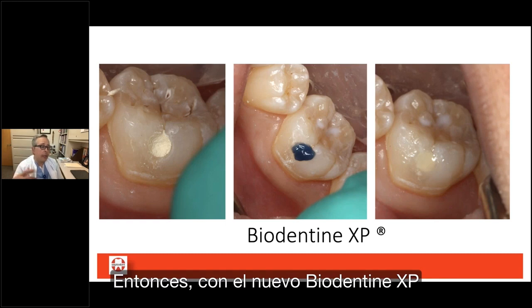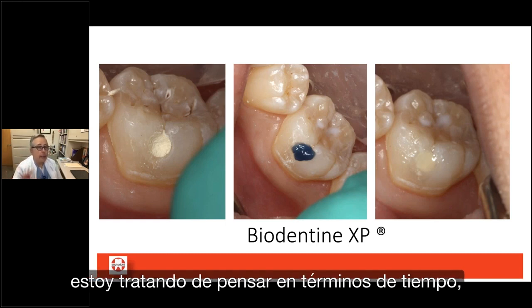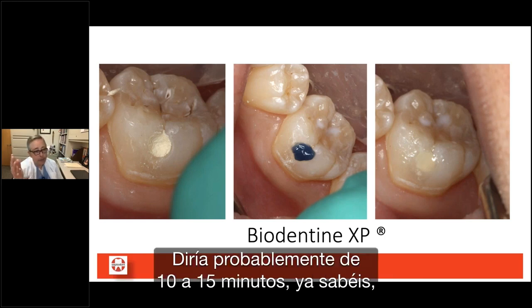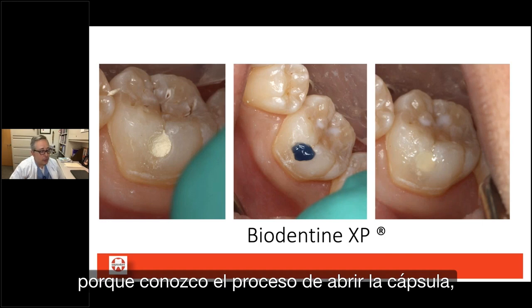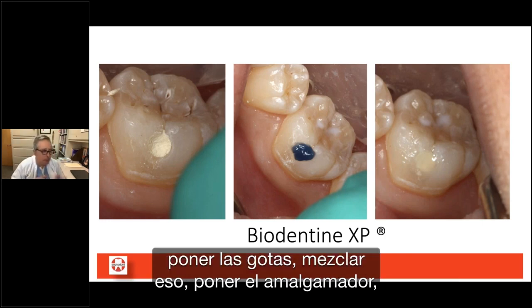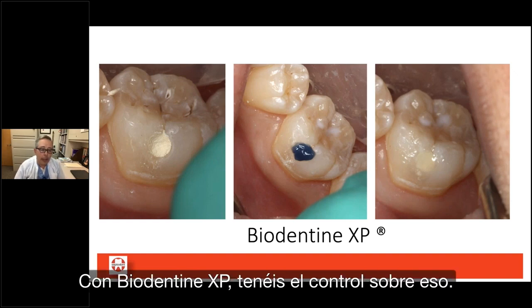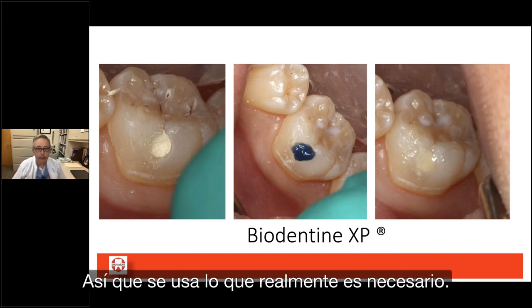So with the new Biodentine XP, I'm trying to think in terms of time, and we save a good amount of time. I would say probably 10 to 15 minutes, because I know the process of opening the capsule, putting in the drops, mixing that, putting it in the amalgamator, and then transferring it into the cavity, with no control over the amount of Biodentine that we need. With the Biodentine XP, you have control over that, so we use what we really need.